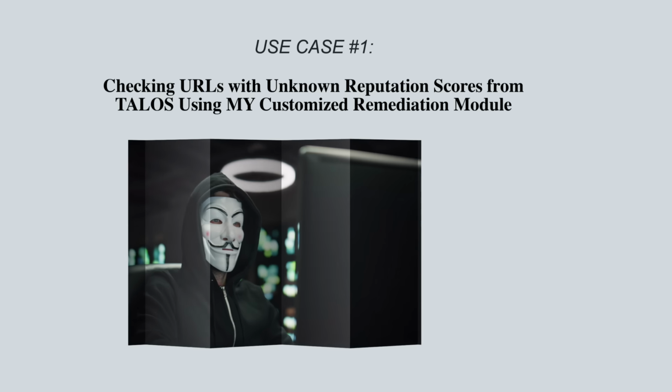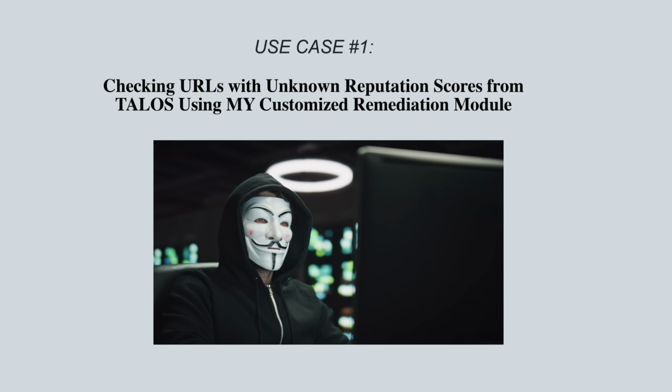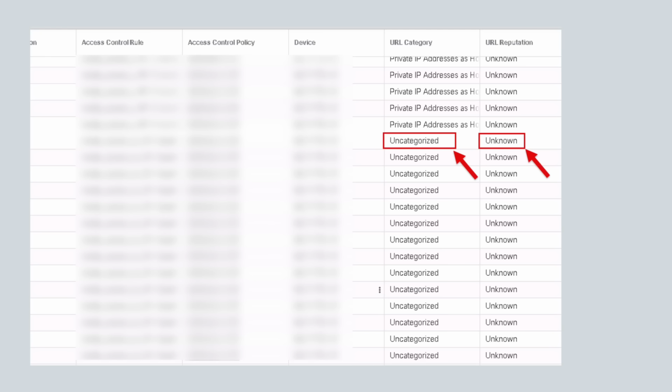Now let's talk about case studies. Case study number 1. In this scenario, we aim to implement a customized rule to add an extra layer of protection. Imagine a situation where someone attempts to visit a URL, but Cisco Talos is unable to categorize it or provide a reputation score. Such unknown URLs pose a potential risk, and this is where our customized remediation module comes into play.